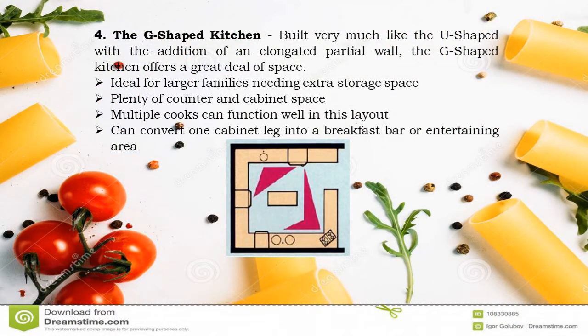Next, we have the G-shaped kitchen. Built very much like the U-shape with the addition of an elongated partial wall, the G-shaped kitchen offers a great deal of space. Ideal for larger families needing extra storage space, plenty of counter and cabinet space. Multiple cooks can function well in this layout, can convert one cabinet leg into a breakfast bar or entertaining areas. As you can see in the picture, this is called the G-shaped kitchen.